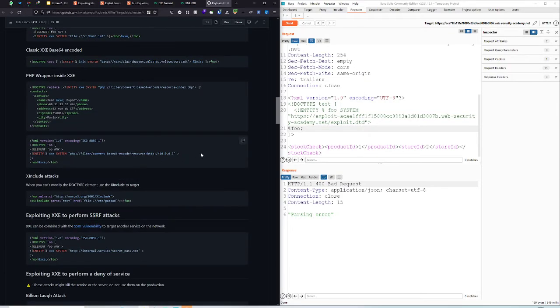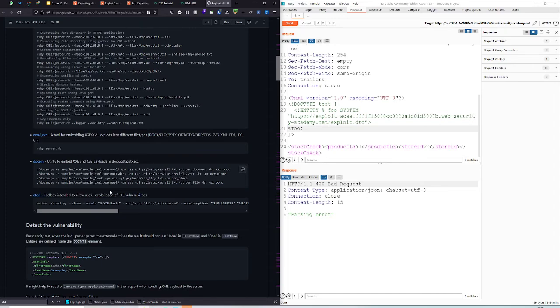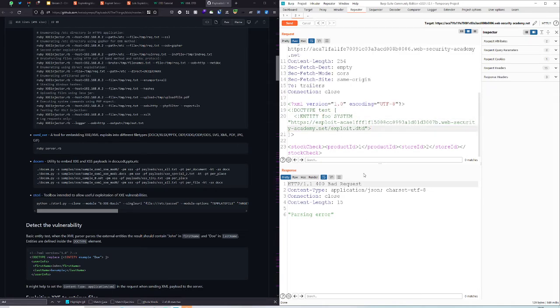So we've got an external DTD. Product ID is foo. No, because if I do it as this, right? So I've got a standard XML entity, and we go into here, it just breaks. It says the entities aren't allowed. So it has to be an external DTD, has to be an external doc type declaration, and it has to be out of bound.